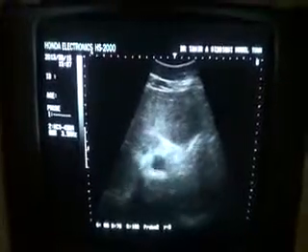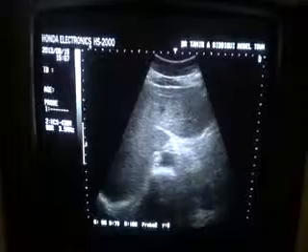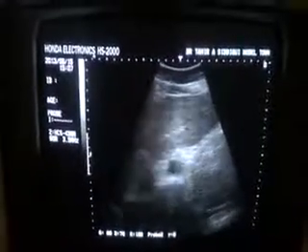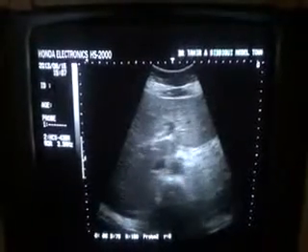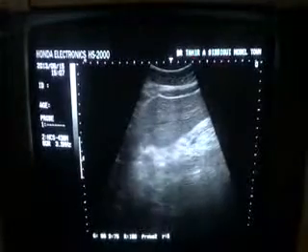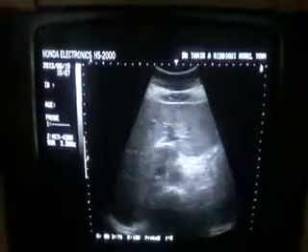This is an ultrasound study of a female aged 40 years, who presented with fever with rigors and severe pain in the right hypochondrium for the last 4 days. Now this is the liver, this is the left lobe in longitudinal section.